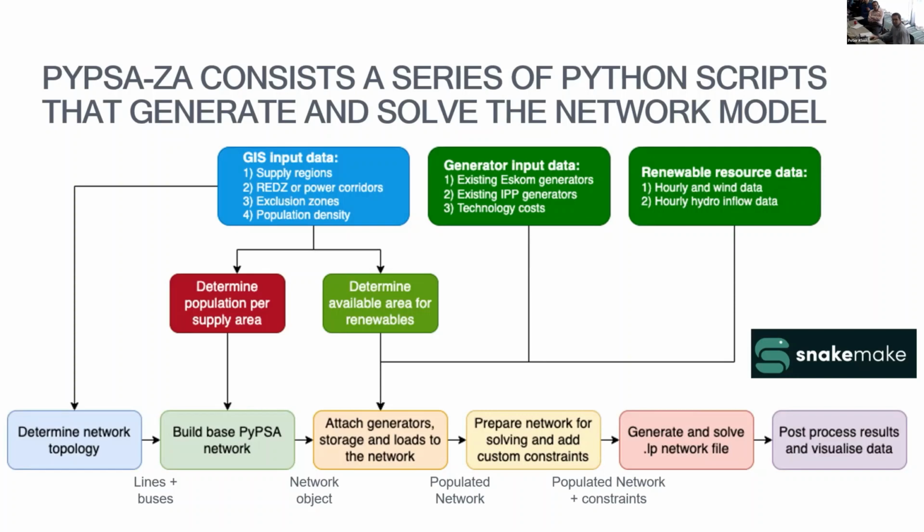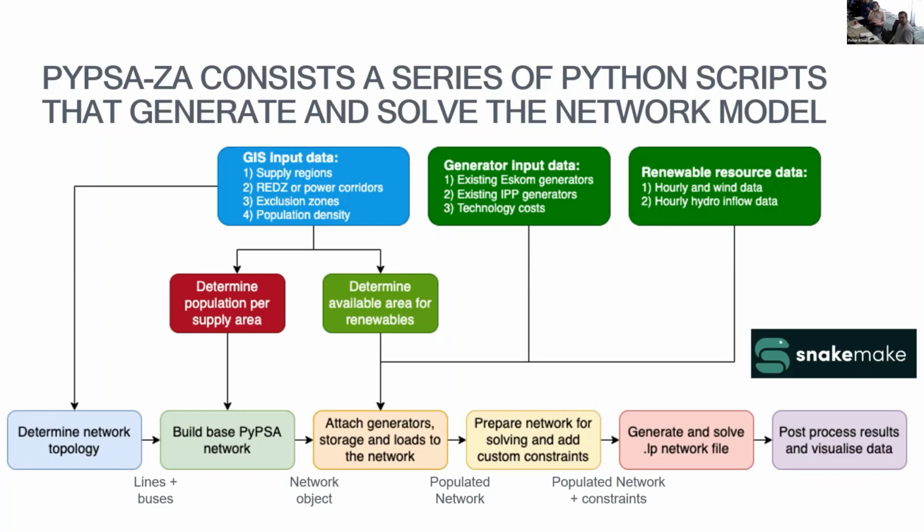In terms of what some of the inputs are, because there's a lot of higher spatial resolution, there's a lot of GIS data. So looking at GIS shape files in terms of what are the supply regions that you want to model, where are the places that you want to put renewable resources. In the existing model, if it's just grids or power corridors, what are some of the exclusion zones? So areas where you can't place renewables due to environmental exclusion, and then some aspects like population density and so forth.